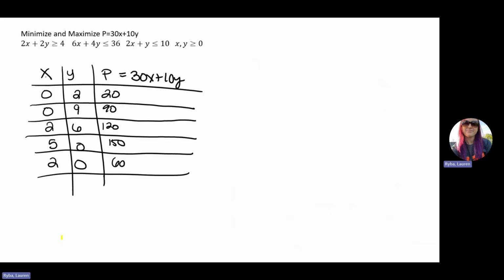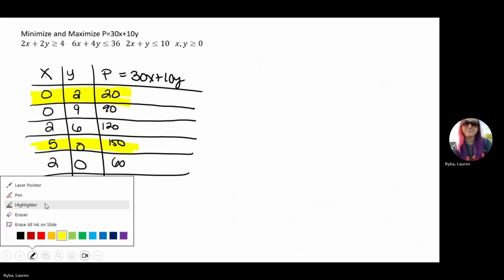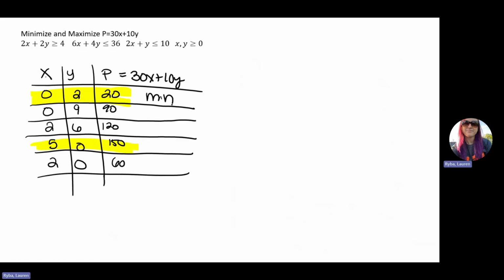Okay, so we're looking for our smallest P and our largest P. What's the smallest P? 20. And which one was the largest? 150. So then this is my minimum. This is my maximum.